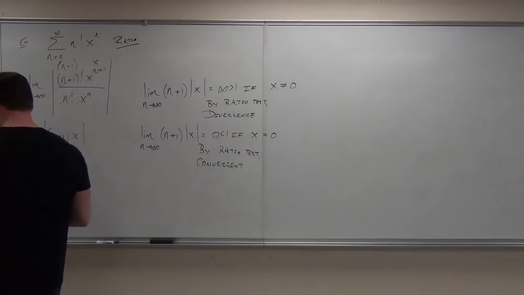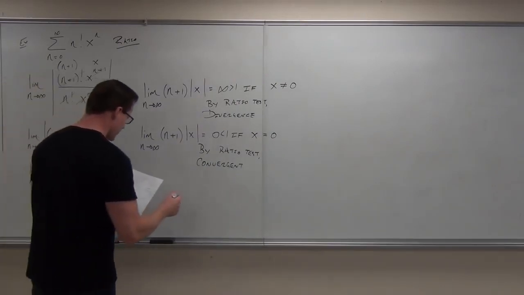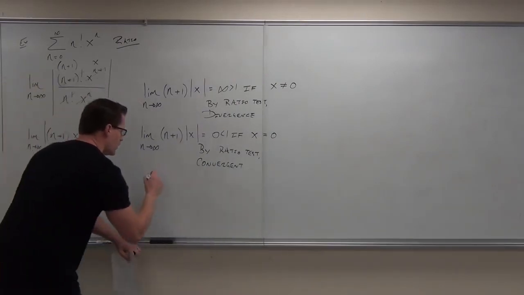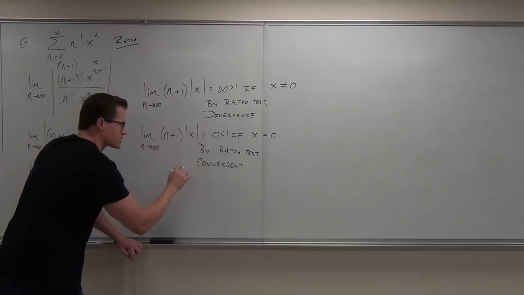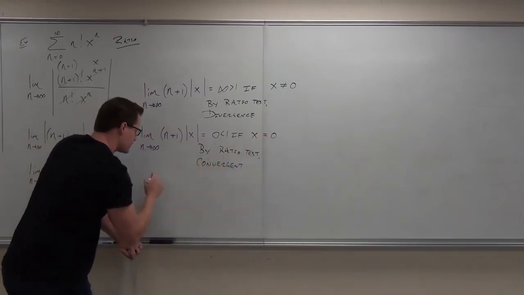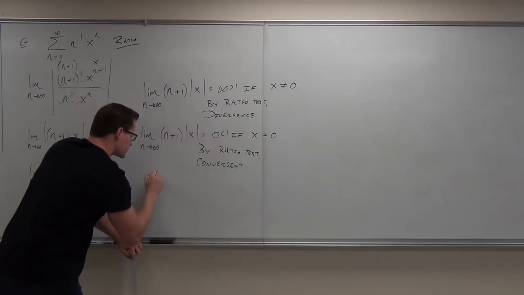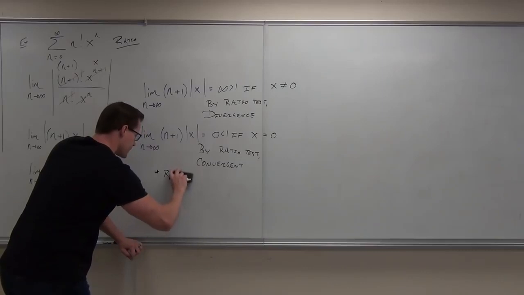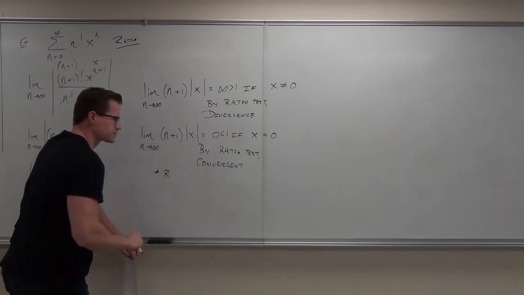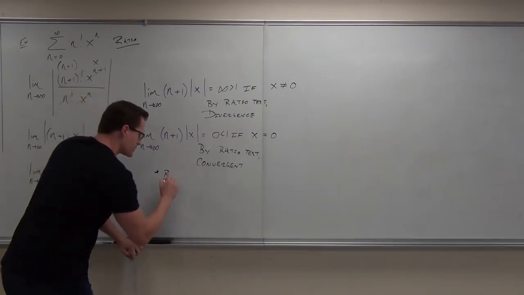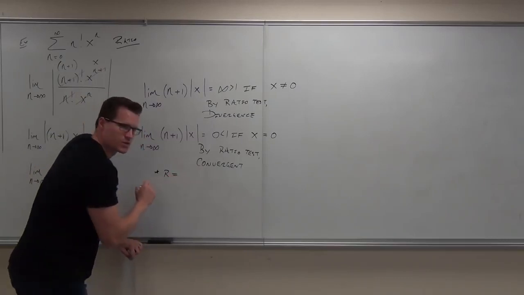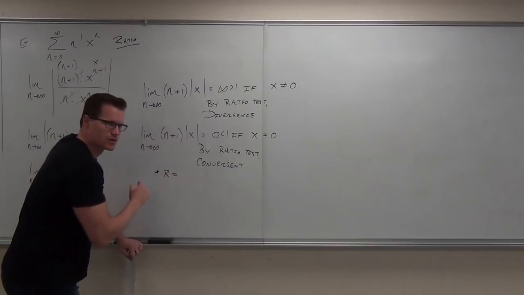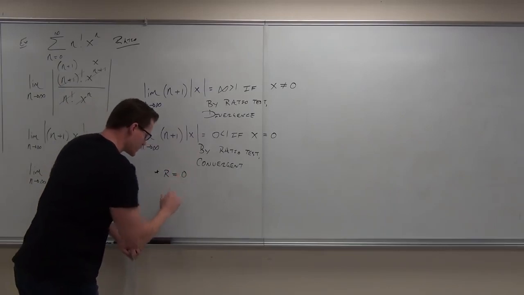So what we get out of this, we go, okay, cool. So by the ratio test, our domain is simply x equals 0. It says so right here. Also, little side note, the radius of convergence is, what's the radius of convergence? 0. It's only one number. Radius of convergence is 0.